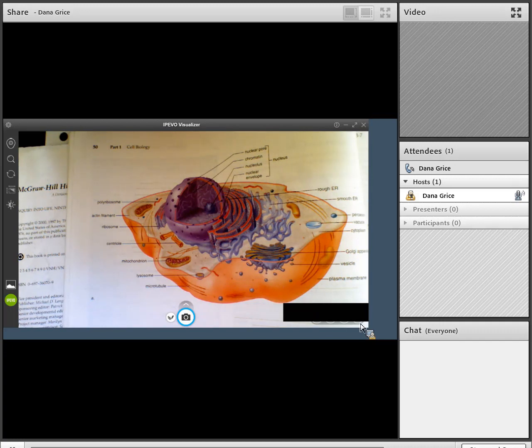So we're ready to jump. Let's get into cell biology and look at the general characteristics of a cell.